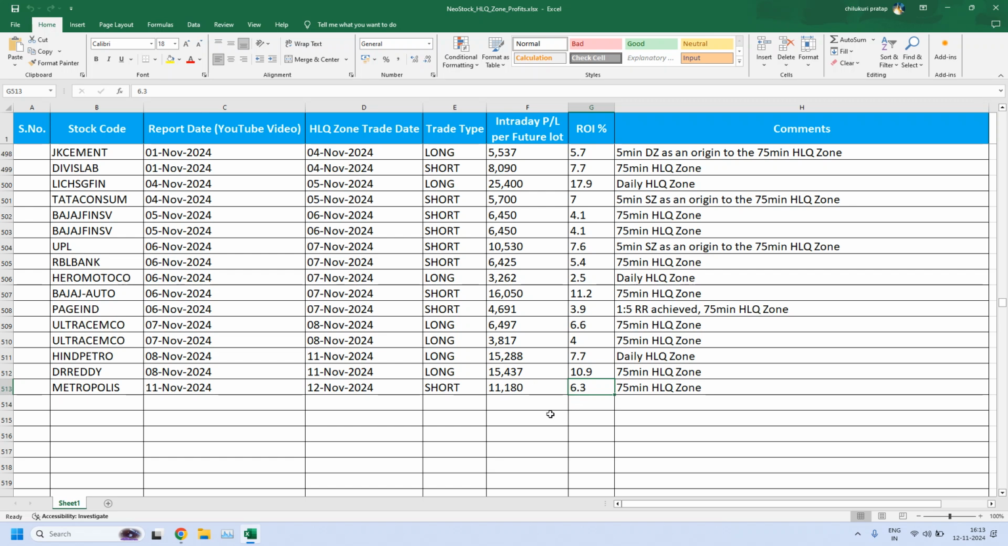If it is 1:3 RR, probably you might have got around 9,000. Still you would have got either 5.8 or 5.9 ROI, those people who exit at the 1:3 RR level. But this is the maximum profit it has given.